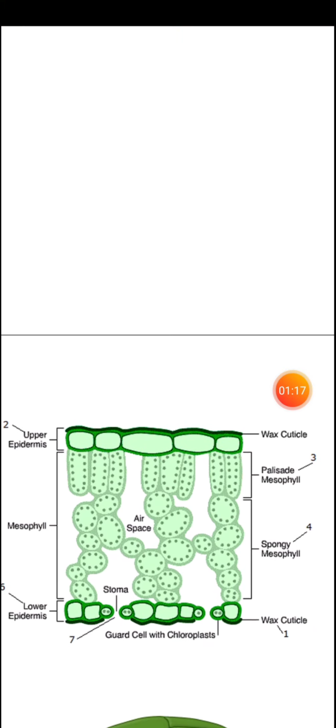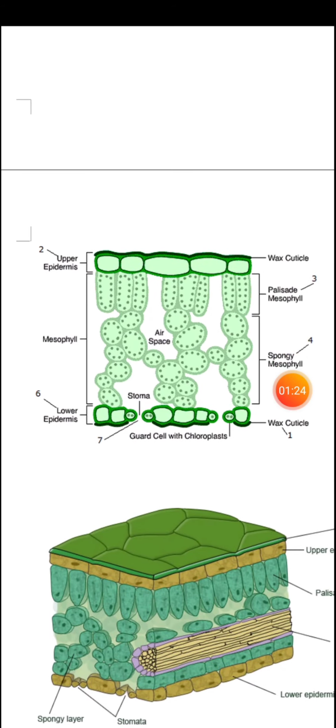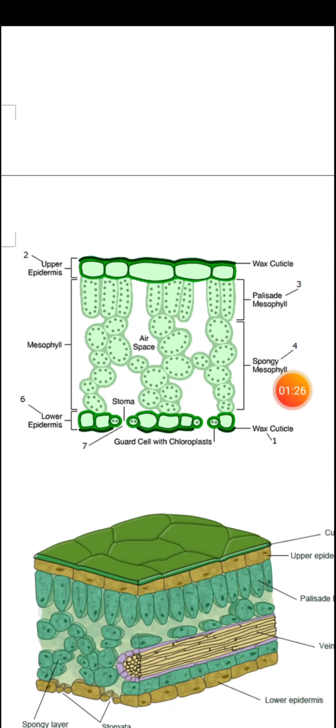And when we come to how the cells are arranged inside the leaf, we will get something like this, which is also given in your textbook. So you can refer to that also. And this portion is given under autotrophic nutrition.